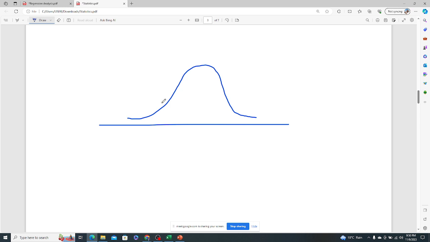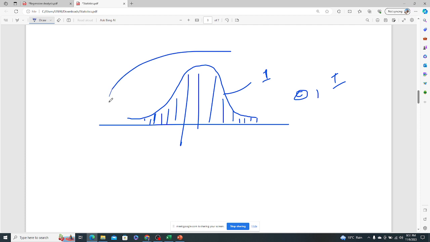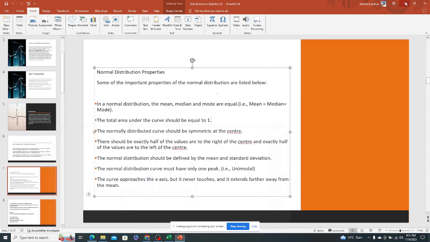Like the total area under the curve is equal to 1, like the total probability. We know that probability ranges from 0 to 1. So the total area of this should add up to 1. It cannot exceed 1.